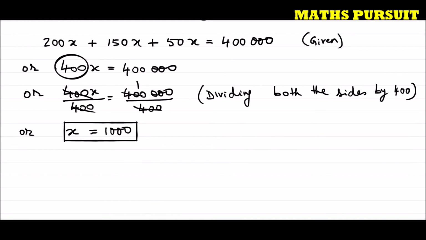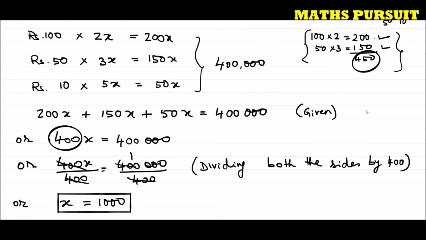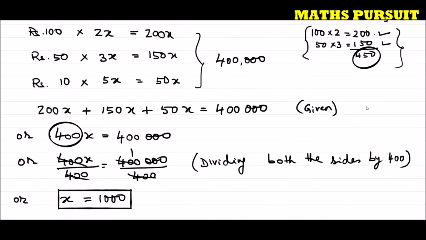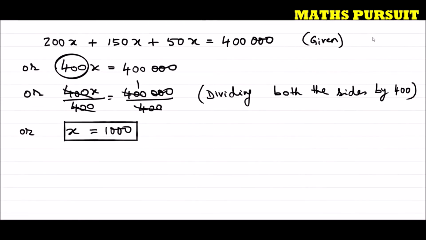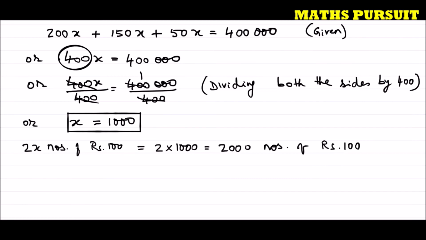Now guys, what did we consider? We considered let there be 2x numbers of rupees 100 notes, 3x numbers of rupees 50 notes, and 5x numbers of rupees 10 notes. So let us replace these values. We got 2x numbers of rupees 100, that means 2 into 1000, that is 2000 numbers of rupees 100 we got.